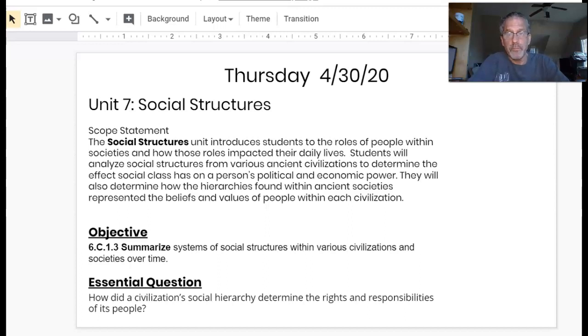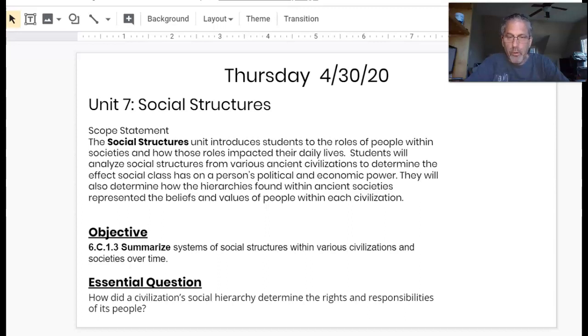This is Unit 7. Now, the social structures unit introduces students to the roles of people within societies and how those roles impact their daily lives. Students will analyze social structures from various ancient civilizations to determine the effect social classes have on a person's political and economic power. They will also determine how the hierarchies found within ancient civilizations represented the beliefs and the values of people within each civilization.